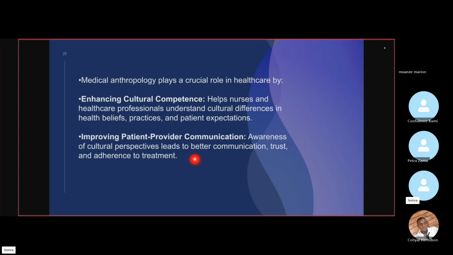So one is that it will help you understand what different cultural beliefs a patient has, what cultural practices they follow, and what the patient's expectations are based on their culture. The second thing is it will help a nurse have proper communication with the patient party, so that it will help you in the treatment procedure also.